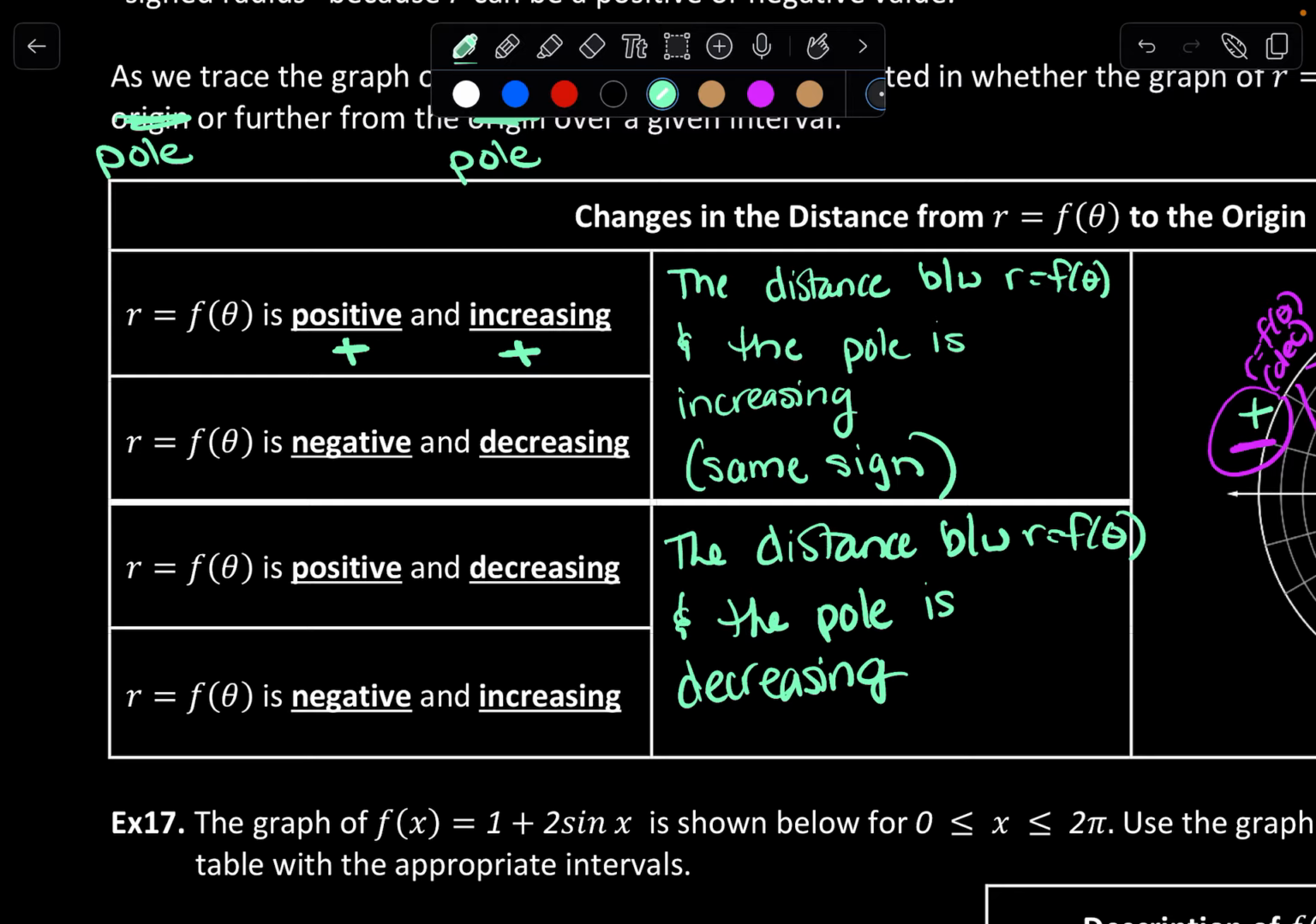And this is when they have opposite signs. When the function is positive, but the rate of change is negative, the distance between r and the pole is decreasing. And this is when they have opposite signs.